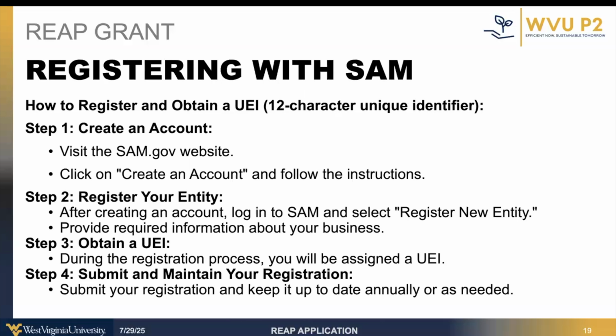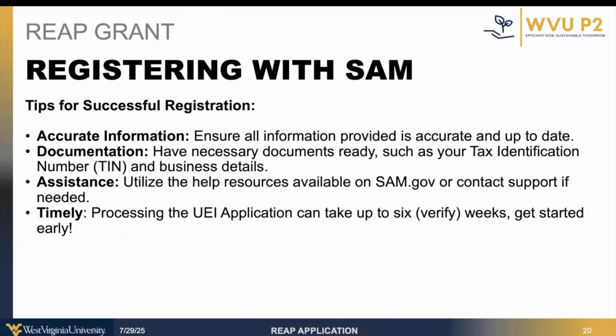Submit your information and make sure to keep it updated. Start this step early. It can take several weeks to process. Double check your business name, your tax identification number, and your address. Make sure everything matches. And if you run into any problems, use the help section or reach out for support.